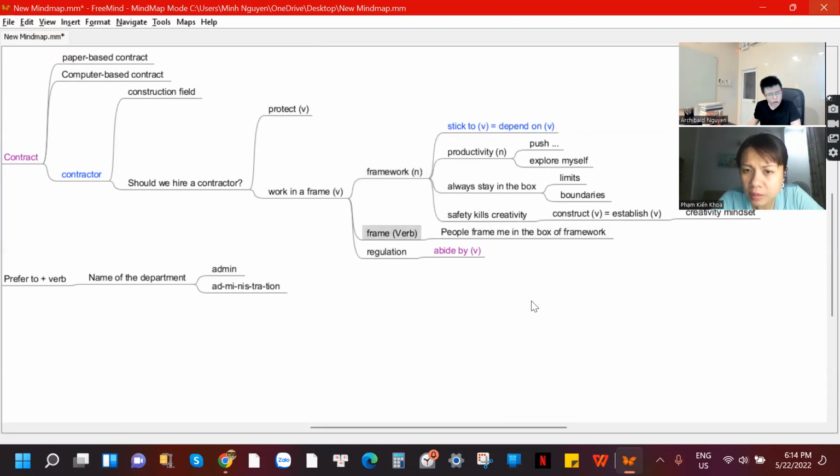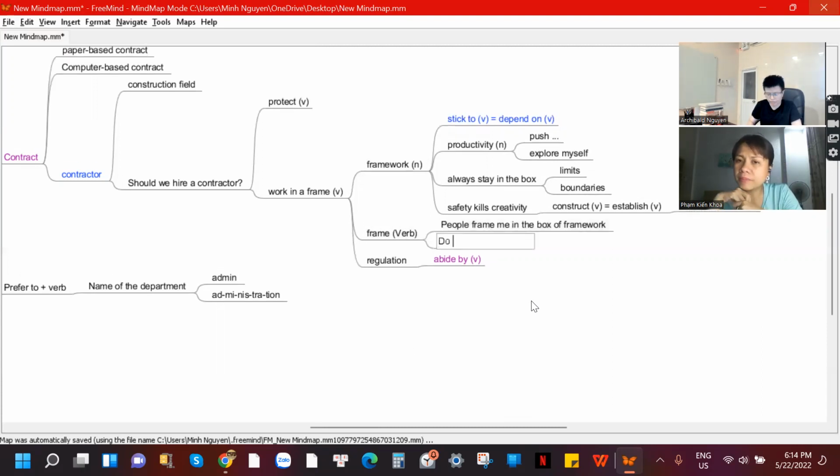So when you work here in Vietnam, how do you feel about the framework? How do you feel about the working environment? Do people frame you in the box of framework? And do you feel like your creativity mindset is killed? Yeah, so what about you, Miss An? Yeah, people frame you in the box of framework. And do you think your creativity mindset is being killed?